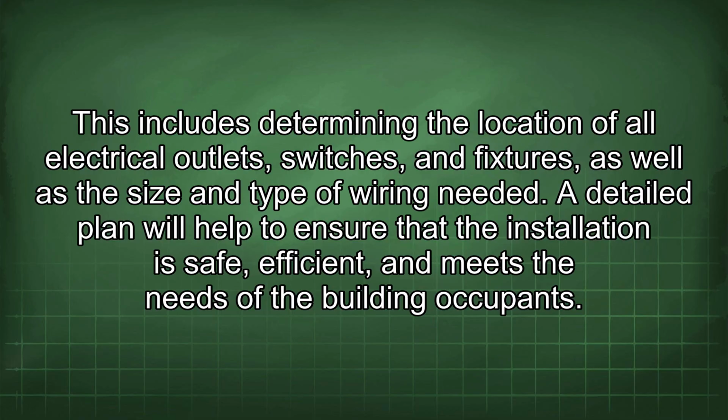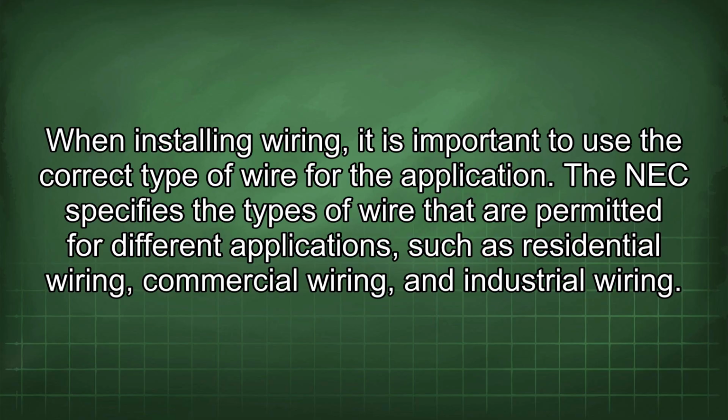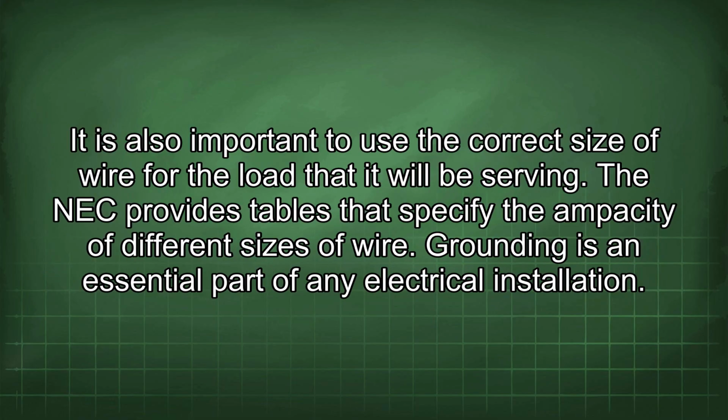the building occupants. When installing wiring, it is important to use the correct type of wire for the application. The NEC specifies the types of wire that are permitted for different applications, such as residential wiring, commercial wiring, and industrial wiring. It is also important to use the correct size of wire for the load that it will be serving. The NEC provides tables that specify the ampacity of different sizes of wire.